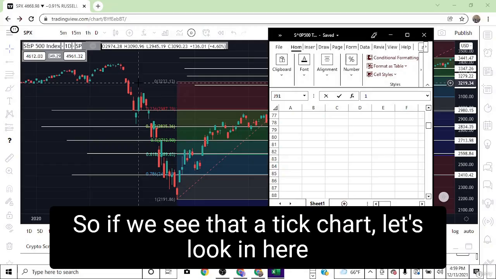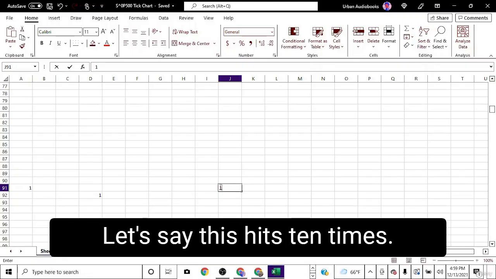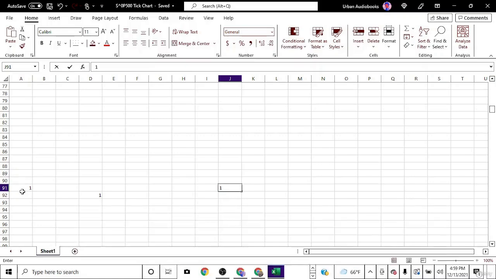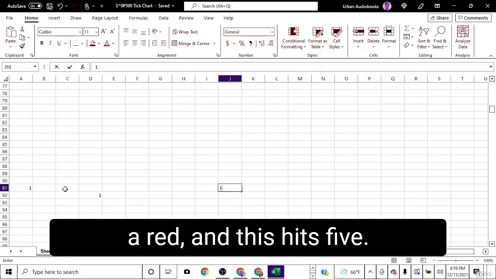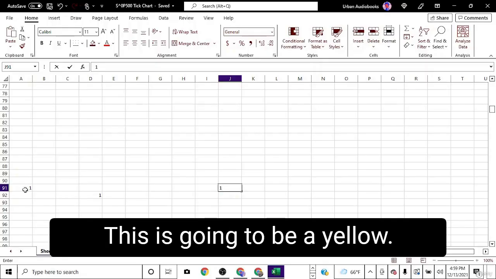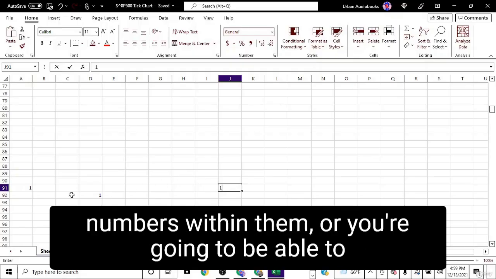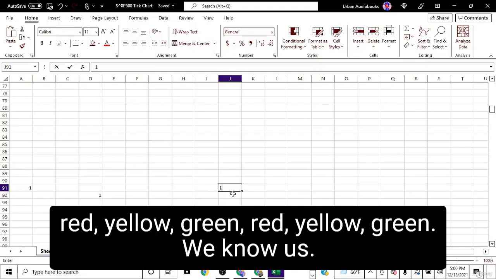So if we look at a tick chart and we see one of these numbers hitting at high volume, let's say this hits 10 times, this only hits 3 times, and this hits 5 times, we know this is going to be a green light. This hits 3 times, this is probably still a red, and this hits 5, this is going to be a yellow. So all these areas, you're going to have them already calculated because you're going to see the numbers within them, or you're going to be able to change the numbers to the color codes that they are. Red, yellow, green.